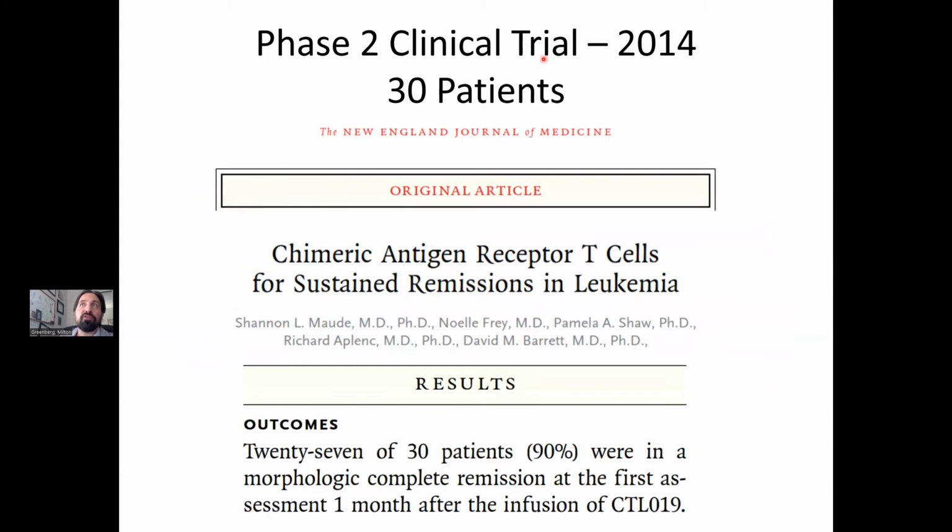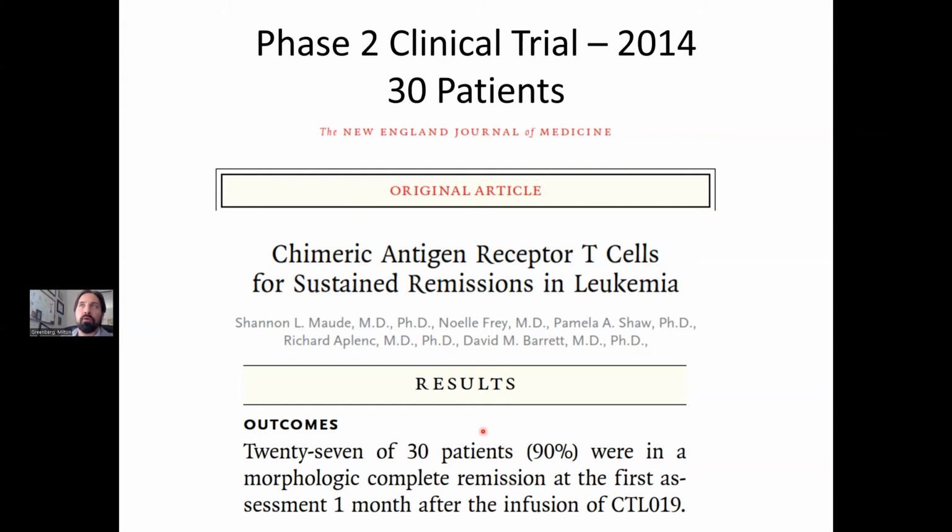So this led to a phase 2 clinical trial in 2014 in 30 patients. And this was just an astounding study published in the New England Journal, showing that 27 out of 30 patients, 90%, were in complete remission after the first month. So using this drug, you had a 90% response rate where patients were in complete remission after infusion. And for oncology, particularly patients that are refractory to standards of care, this is astounding. This was the first study where this type of efficacy was ever seen.